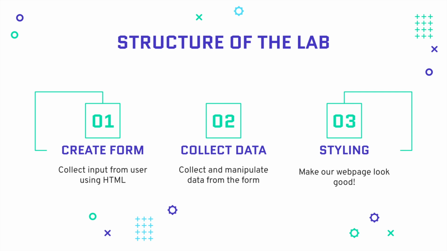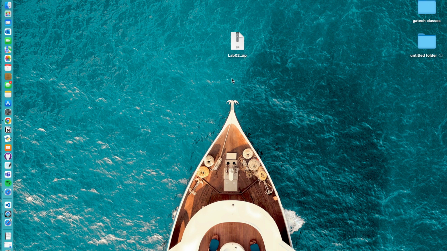Then finally, we'll do some styling and make our form look good. So the first thing you need to do is download the Lab02 zip file, which we have provided on Canvas. If you would like to, I would recommend coding along with me so that you can pause and rewind and make corrections as you go along.